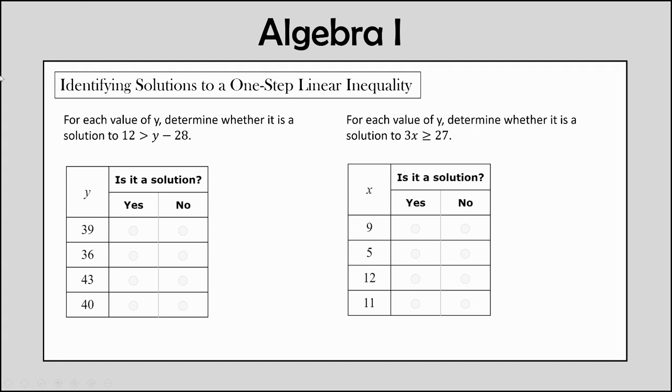All right, one of the first things we'll do is just talk about a one-step inequality and look at how answers actually work in this thing. So here we go. We're given in our first inequality, 12 is greater than y minus 28. It wants to know if y is 39, is that a solution to this inequality? The process here is to simply take your inequality, substitute 39 in place of y, simplify it, and answer the question. Is 12 greater than 11? Yes, so 39 is a solution.